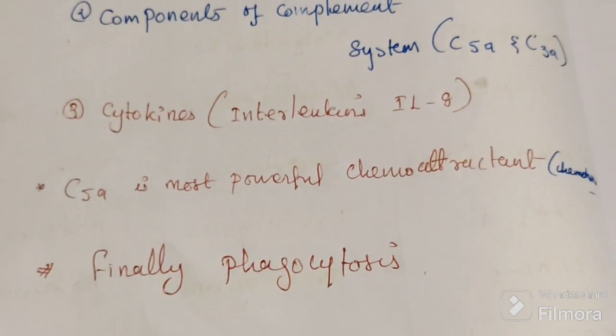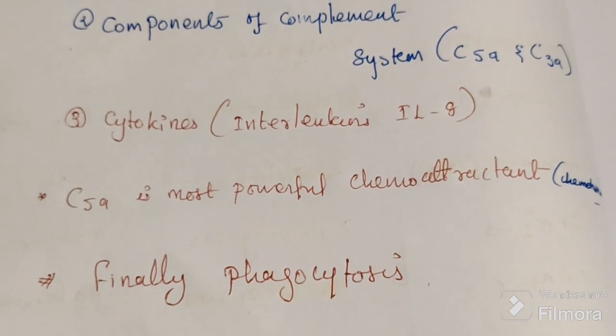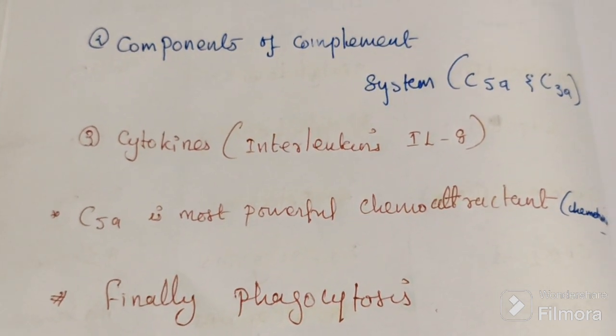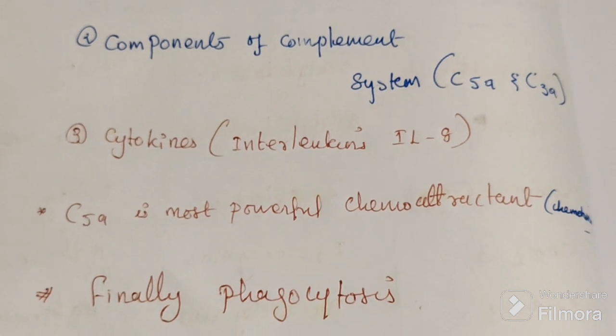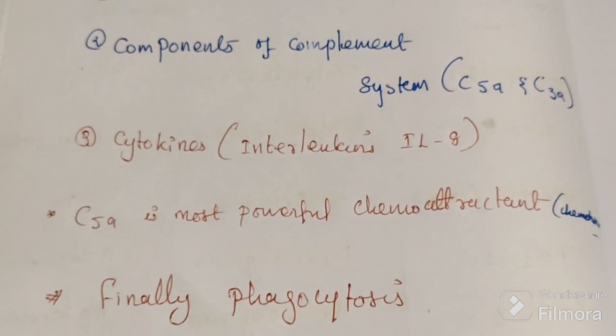After that, what is the process? The final one, the phagocytosis process, will occur. So this is all about the vascular and cellular events of acute inflammation.